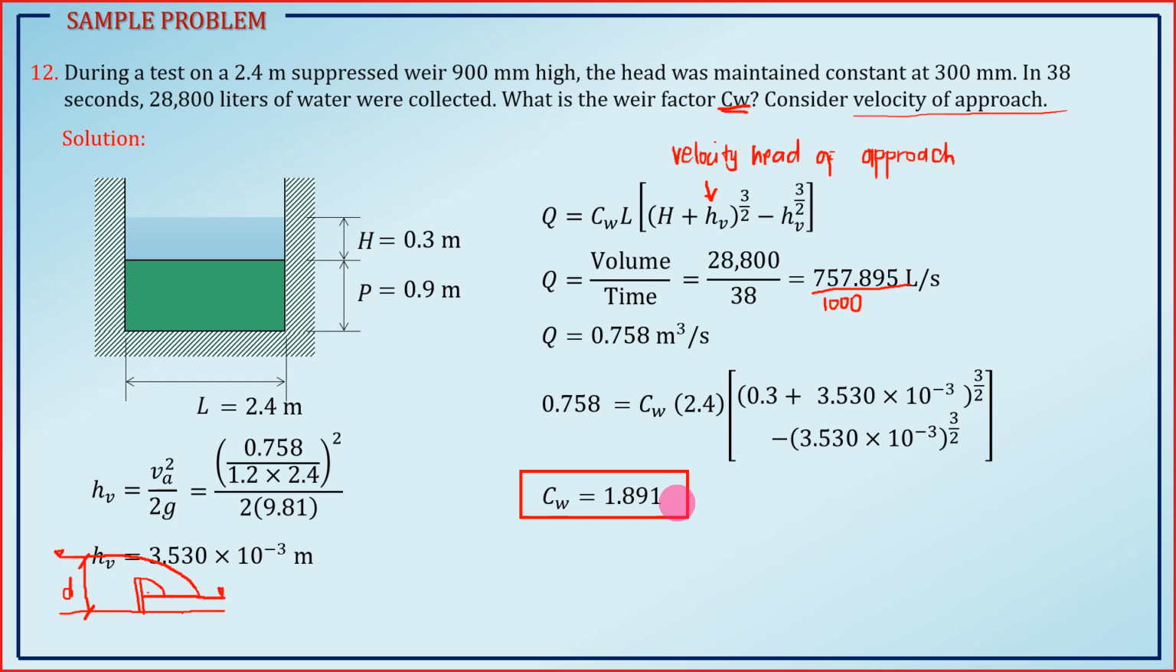So, although this weir factor constant contributes to the unit of our Q, when we solve for it here, it still has no unit because it is only a factor. So, CW is equal to 1.891.